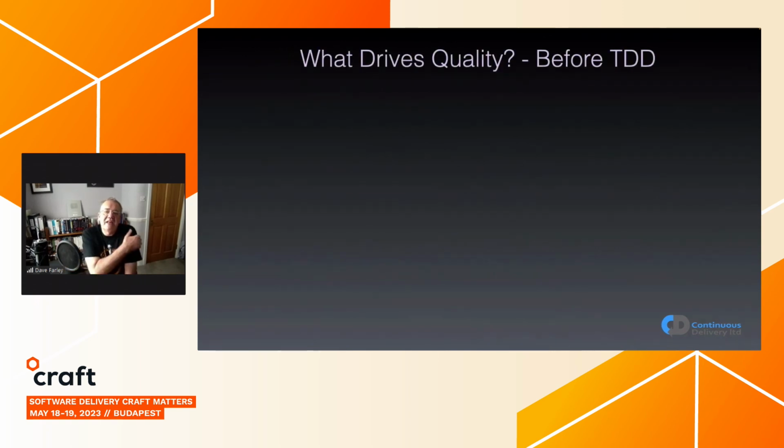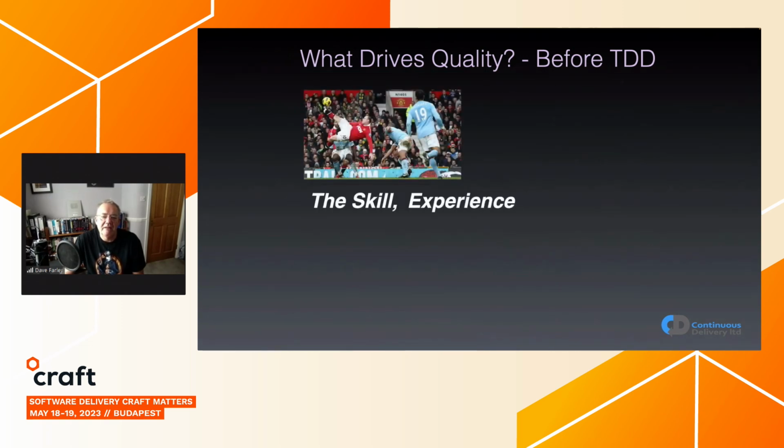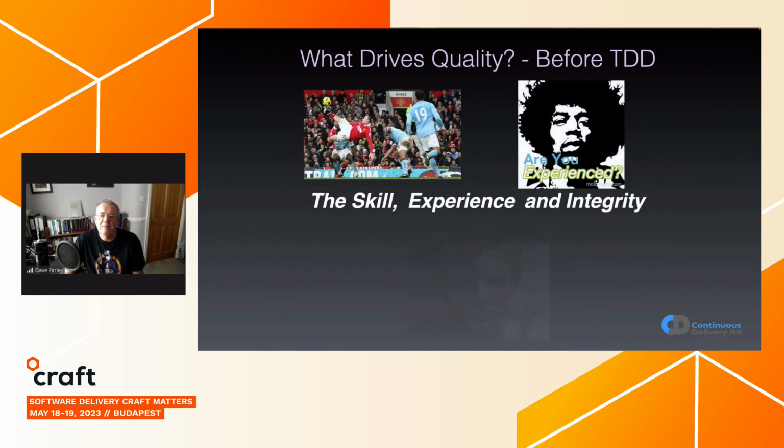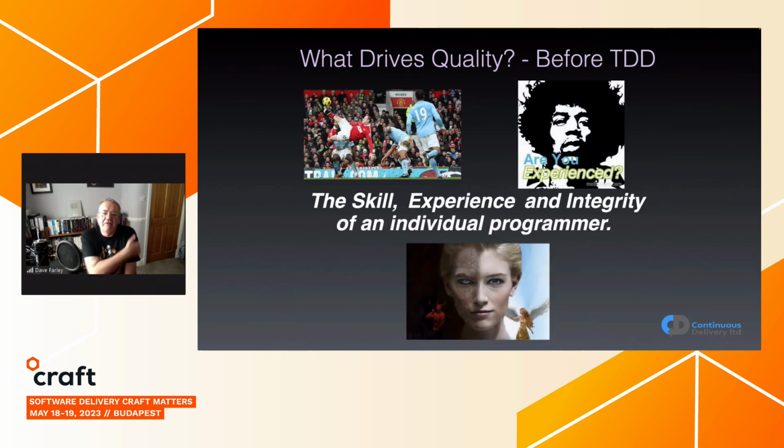So let's just think about that for a minute. My preferred way of working is test-driven development. But before that, what drove quality? If we think of those 5 properties as markers of quality in our code, what made us put those things into the code? Well, I think it's just this: the skill, experience, and integrity of a programmer.